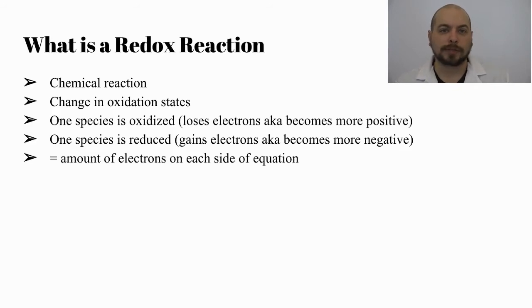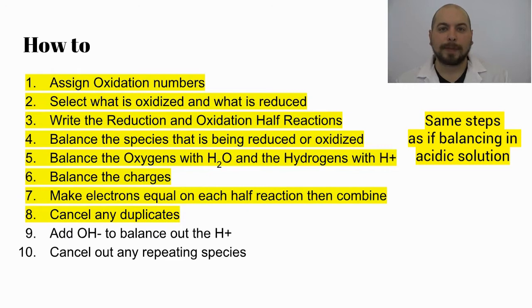In any redox reaction, remember, we have to make sure that we are accounting for electrons in the actual process of balancing. So it's not just balancing for atoms, it's also balancing for charge and therefore the number of electrons that are being transferred in the process of oxidation and reduction. The steps to balancing a redox reaction in an alkaline solution are actually almost identical to that of balancing in an acidic solution.